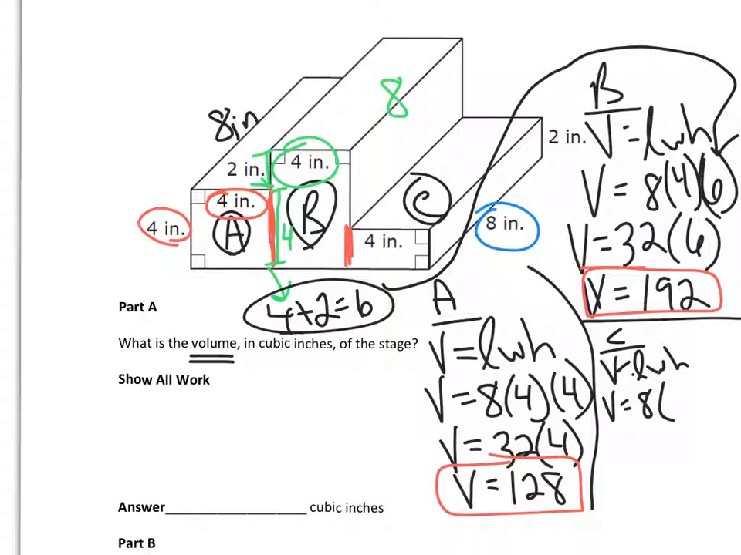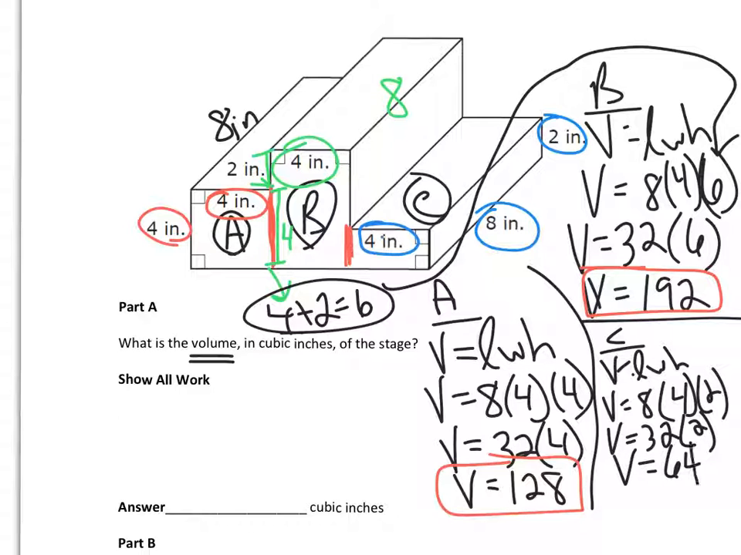Length is still 8, and then the width is going to be 4, and the height's going to be 2. So we do 8 times 4 times 2. 8 times 4 is still 32, times 2 is 64. And then once we've got that, we could add these together.